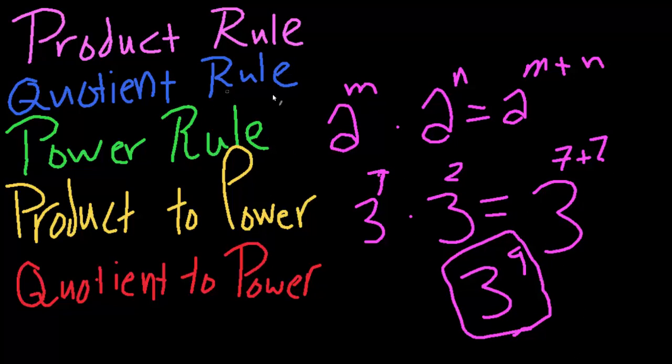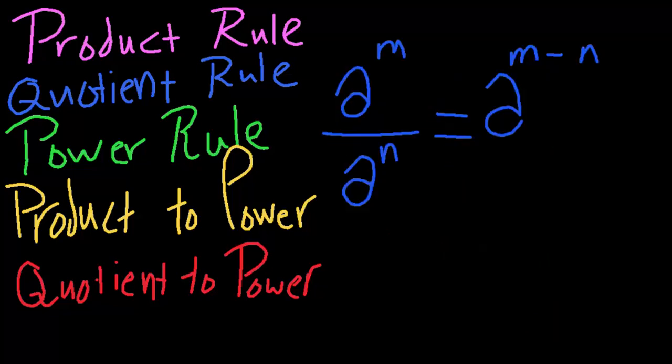Okay guys, so let's go on to the quotient rule. Okay, so this right here is the quotient rule. It's very similar to the product rule, except instead of multiplying these two things, we're dividing them. Okay, and so when we're dividing, instead of adding m and n, we're going to subtract. Okay, so let's look at an example with real numbers.